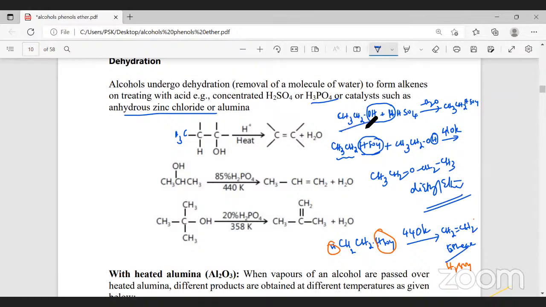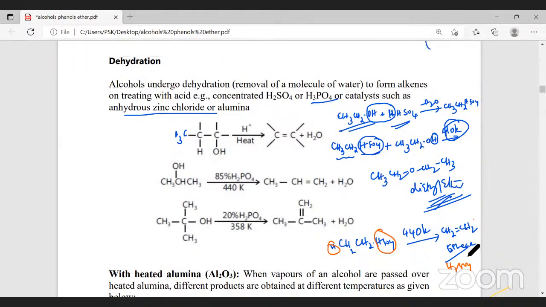See this condition. The reaction is the same: ethanol with concentrated sulfuric acid. In the first case, it is 410 Kelvin, and you get ether. The same ethyl hydrogen sulfate, when heated at 440 Kelvin, gives ethene, an alkene. Did you follow this? Yes, sir. Now, this is dehydration. We have to learn the mechanism. We will learn the mechanism in a few minutes' time.